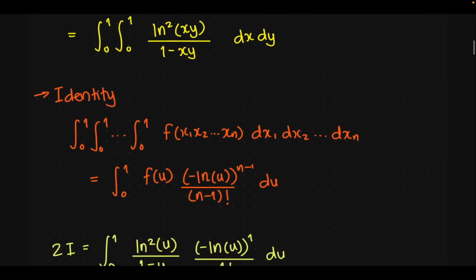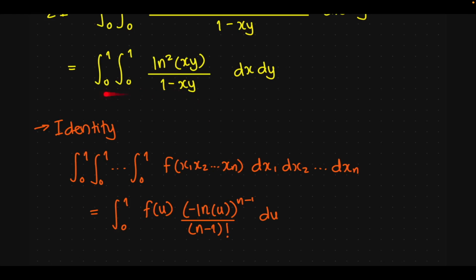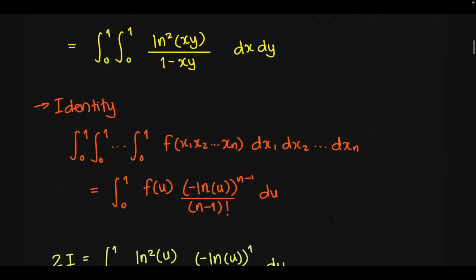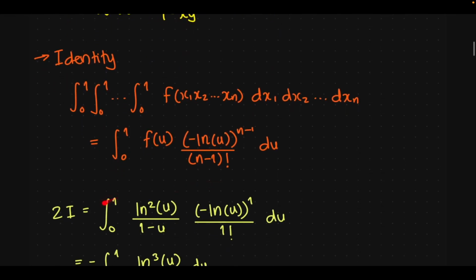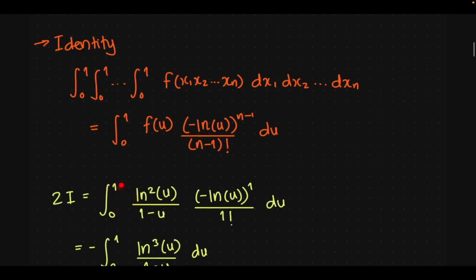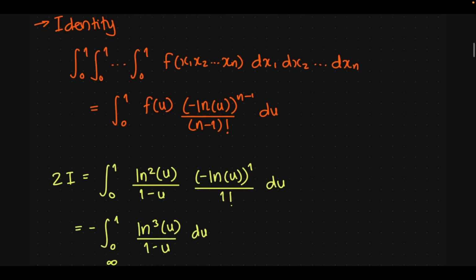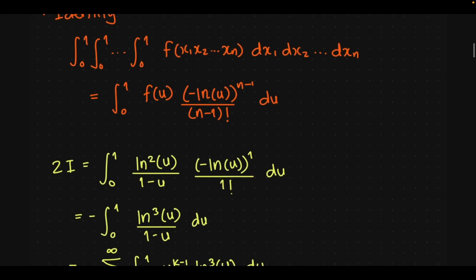So if we use this for the case n equals 2, because we have the integral over dx dy rather than an n-dimensional unit hypercube, we get 2I is, using the identity, the integral 0 to 1 of ln squared u over 1 minus u, and we have minus ln u to the 1 over 1 factorial du, which you can easily simplify because minus ln u to the 1 is itself. So you have minus the integral 0 to 1 of ln cubed of u over 1 minus u du.